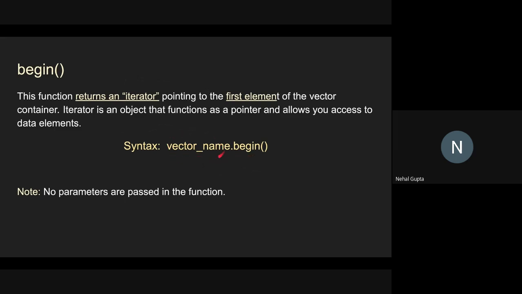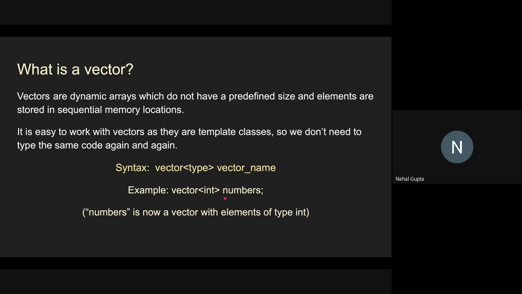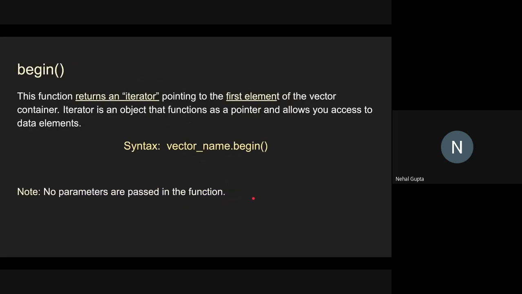You just have to write the vector name. The vector name can be anything. Like in this example, we have the vector name as numbers. So if I want to get the iterator to the first element, I will write numbers.begin. Also, no parameters are passed in this function because you do not need any parameters. You just have to return the pointer to the first element, and for that no parameters are required. Parameters are the arguments that you pass in the function, which are then used later in the function, but you do not pass any parameters here. You simply do vector name dot begin, and this will return an iterator.